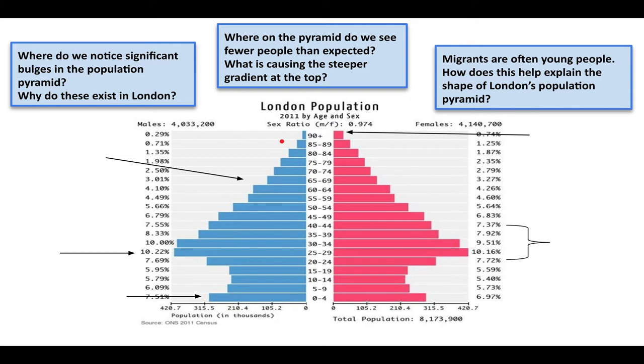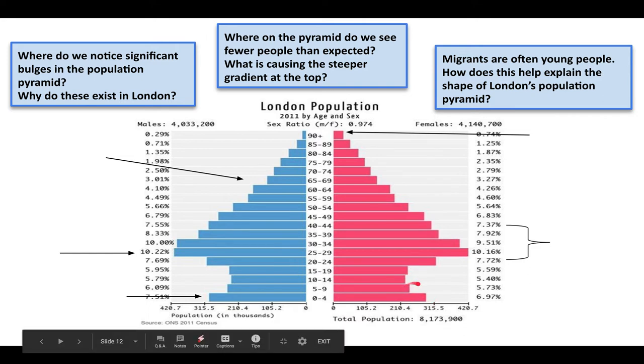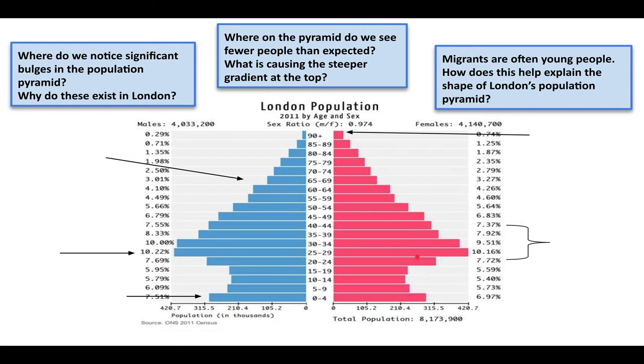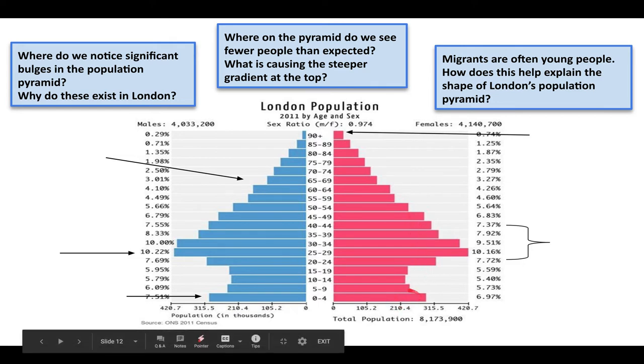And of course, migrants are often young people. So how does this explain another feature of the population pyramid? Well, we said there's this bulge of young people who might include lots of migrants. Why do we see a high number of young children then, 0 to 4? Well, of course, many of these people in their working age category are also becoming parents or bringing up children. And so a lot of people who first become parents might stay in London. Some of them might stay in London and bring their children up here.